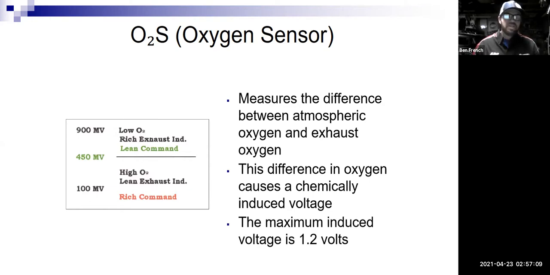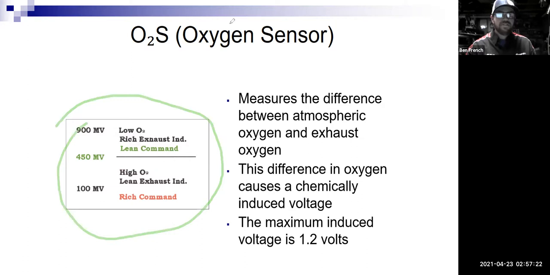That causes a difference in chemistry, which causes a voltage to be produced from the sensor. The maximum voltage you would get off of a zirconia oxygen sensor will be 1.2 volts, okay? Usually right around a volt. So on my chart here, I have 900 millivolts, low O2. What does that mean? That means that my exhaust is rich. Notice what the computer's command is. The computer says, okay, go lean. The command that the computer's going to make is always the opposite of the condition. So if the O2 sensor says, hey man, you're rich, the computer's going to say, okay, go lean. If the O2 sensor says, hey, you're lean, the computer's going to say, okay, dump some fuel, go rich.